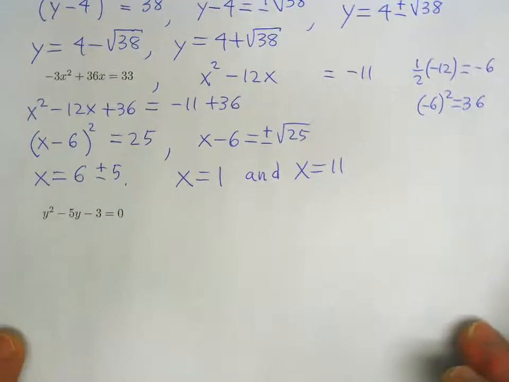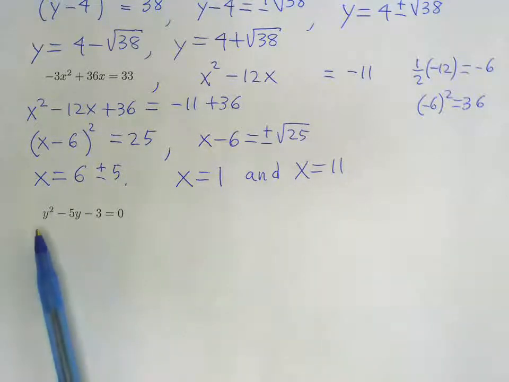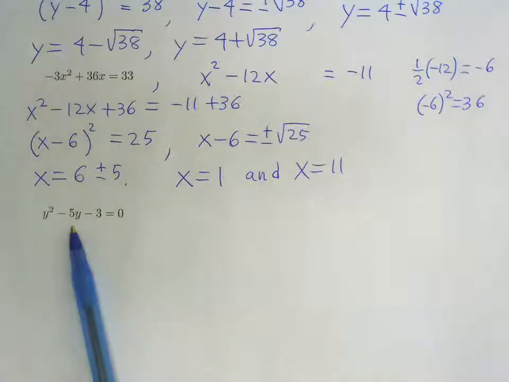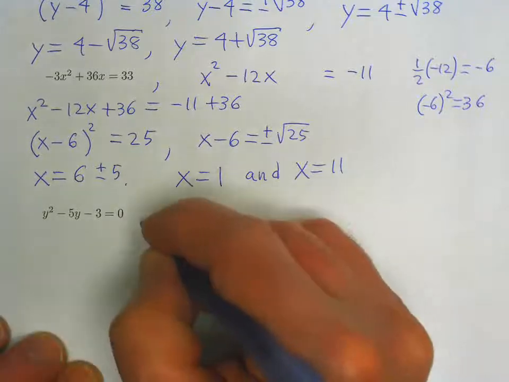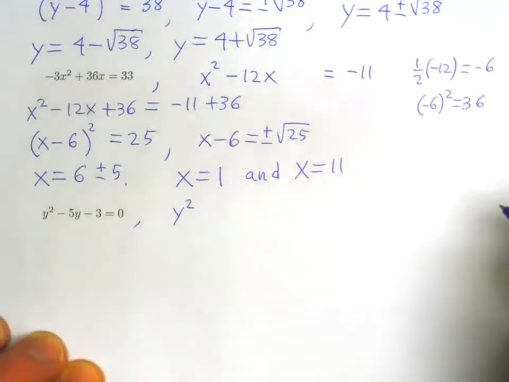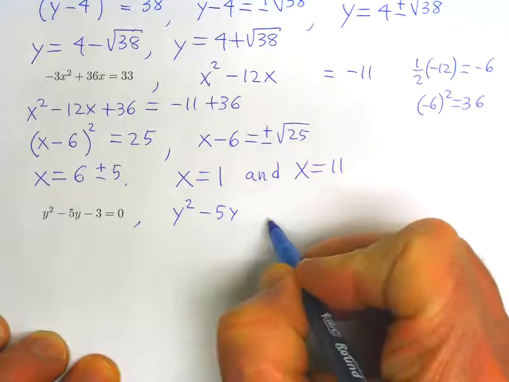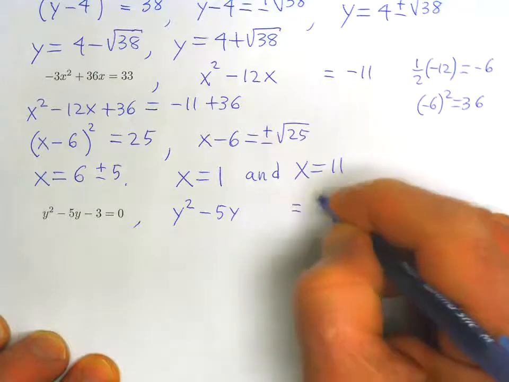Okay, one more example. This one will involve fractions. So first, if we're going to solve by completing the square, we want the y squared term and the y term on one side of the equation and the constant on the opposite side. In this case, the first thing we do is add 3 to both sides. So we get y squared minus 5y, leave a little bit of space, and then equals 3.